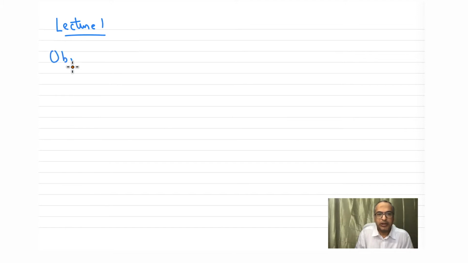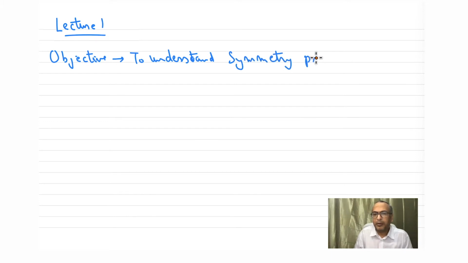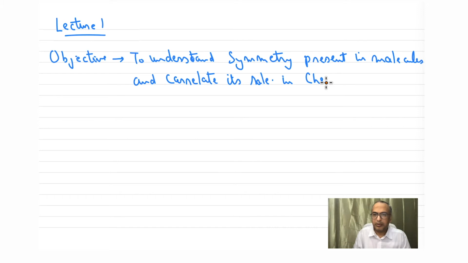Let us first look at the objective of this course. So the objective is to understand symmetry present in molecules and correlate its role in chemistry. So let us see how to do that.